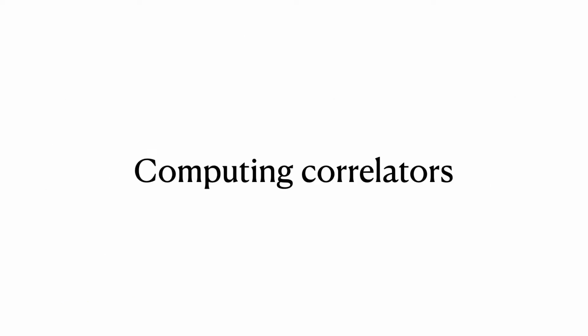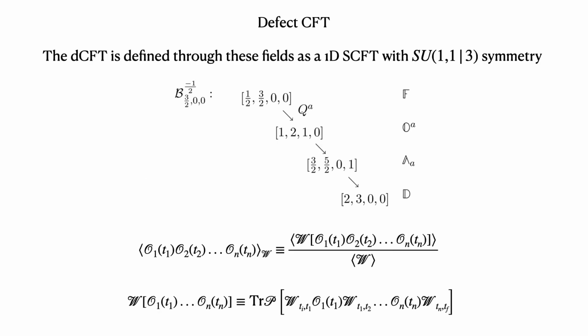So I'm going to start by presenting what we've actually computed. In the defect CFT, the correlators organize themselves very well in the form of a multiplet. These have a nice super multiplet structure in which the different components are related through transformations under the supercharge Q.